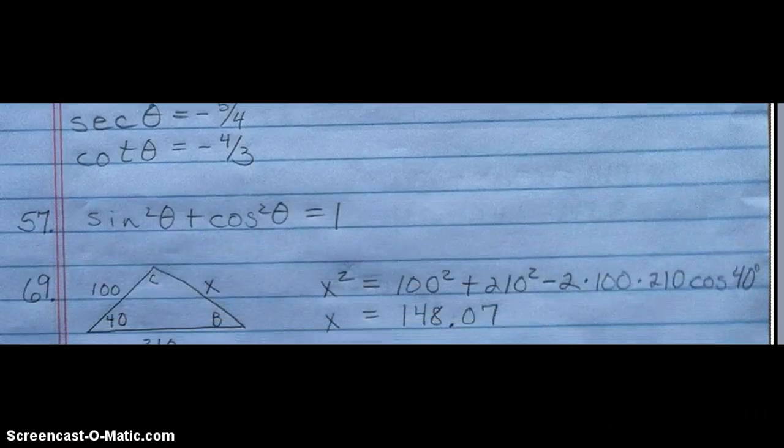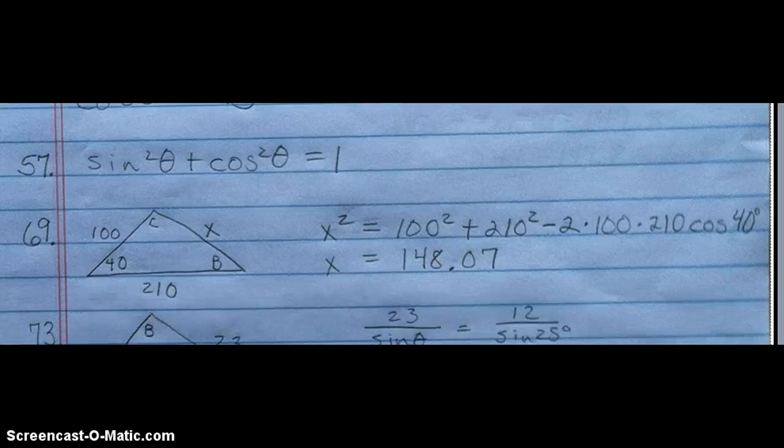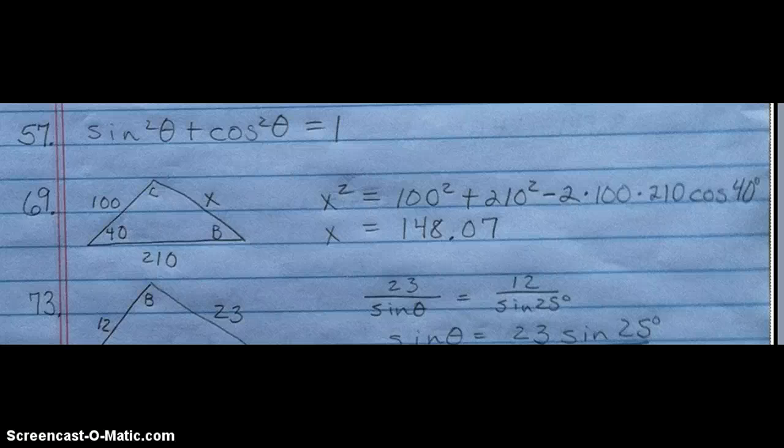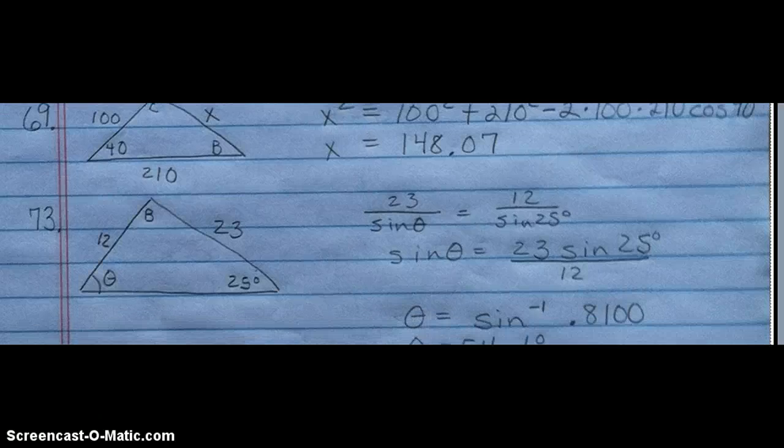57, it asks you to find sine squared plus cosine squared. That's always 1. Doesn't matter where you are. Problem 69. We're given two sides and the included angle. We have to use the law of cosines. Plug those values in, take the square root. You should get 148.07. Make sure your calculator is in degrees.